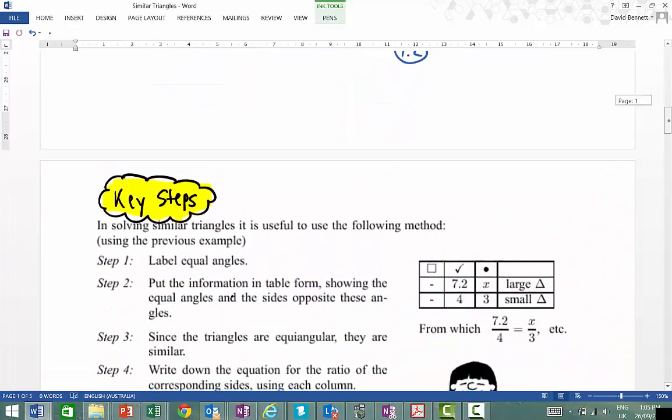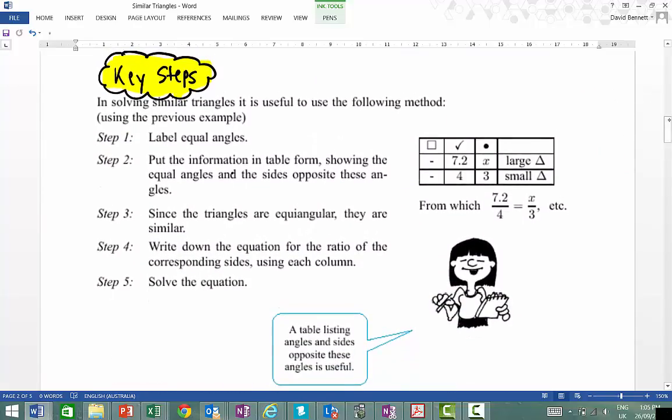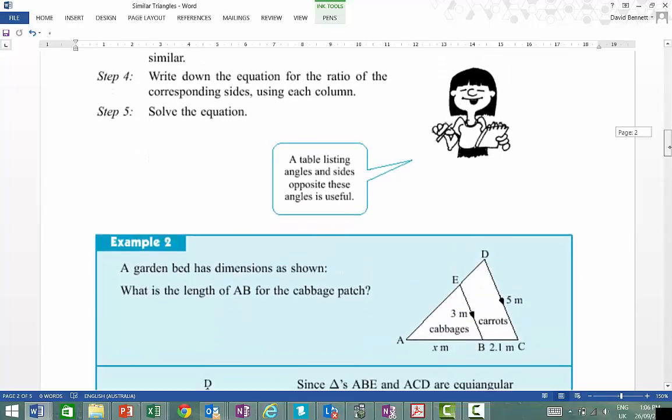Now, when you start doing these, some triangles will be really easy to do, other triangles will be a little bit harder. So the key steps in solving these are to label all the angles that you can, put the information into a table like the one over there, and then since they have equal angles, they have corresponding sides, you can start putting the corresponding sides together. And then you can solve the equation to work out the unknown. Right, so let's do an example.